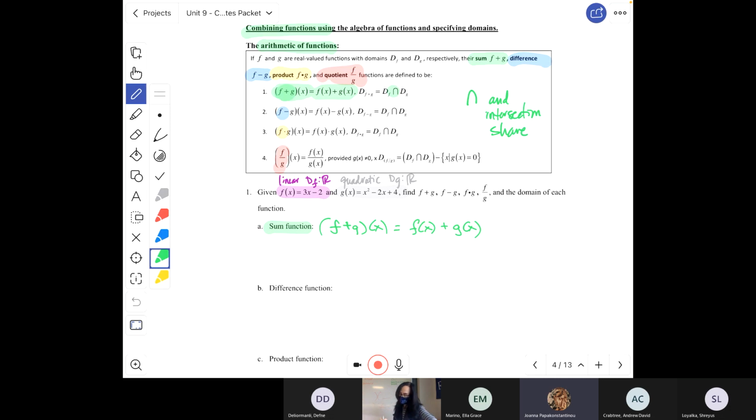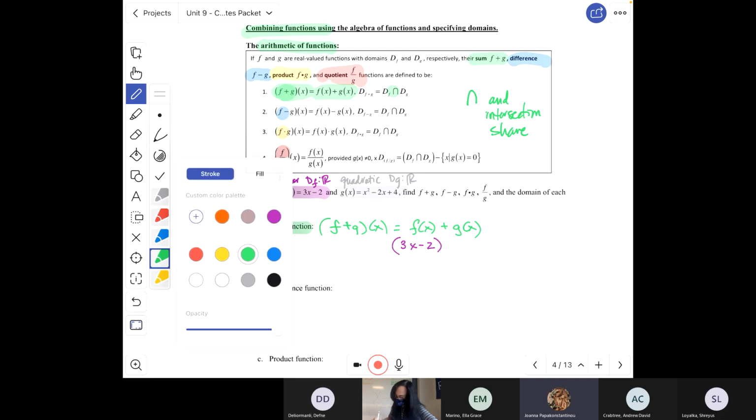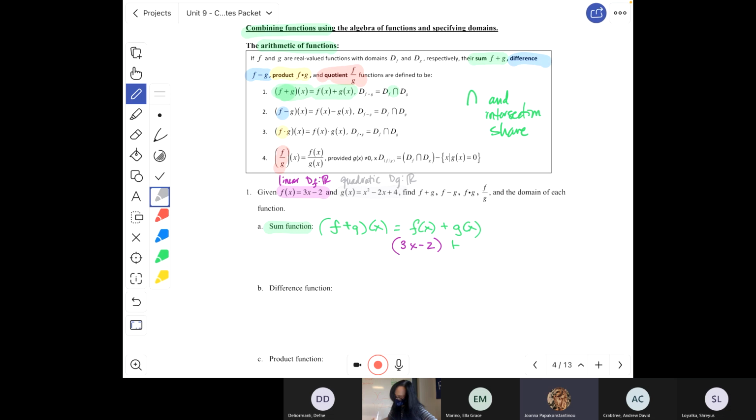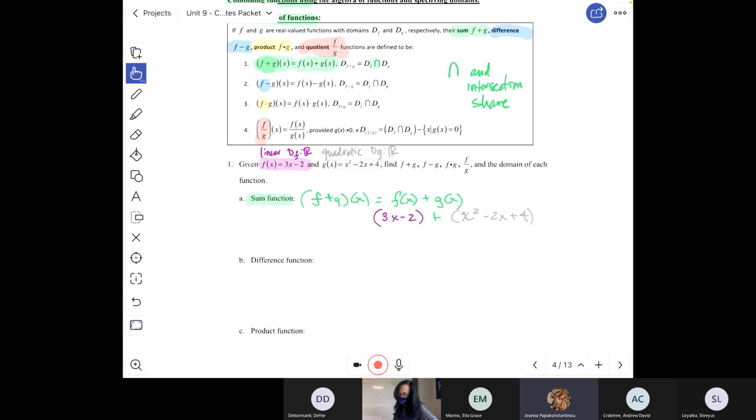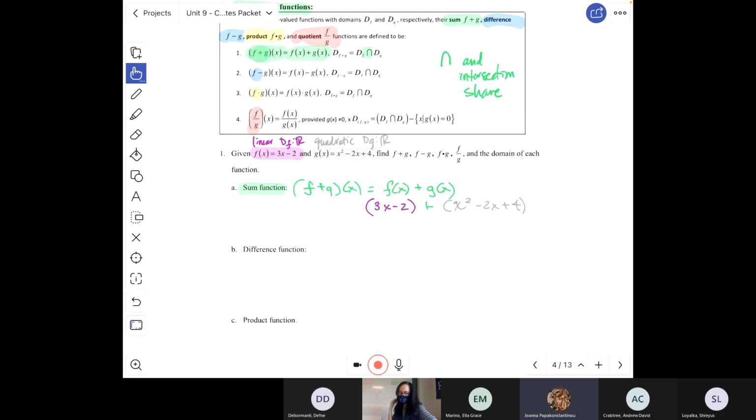Okay, so how do I do that? Well, I'm going to take f of x. My f of x is 3x minus 2. And I am being asked to add that to g of x, which is x squared minus 2x plus 4. I'm just adding the two functions together. So all I'm doing is combining like terms. If I combine like terms, what is f plus g of x? Combine like terms and put it in standard form. What do I get?